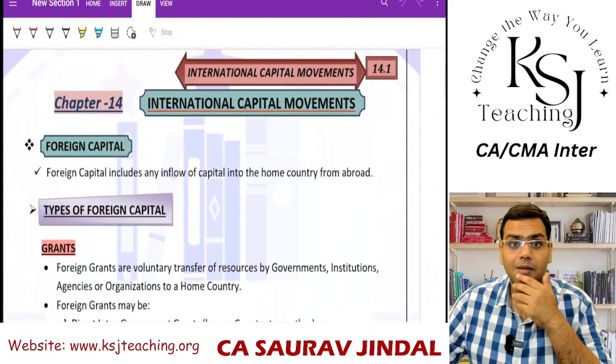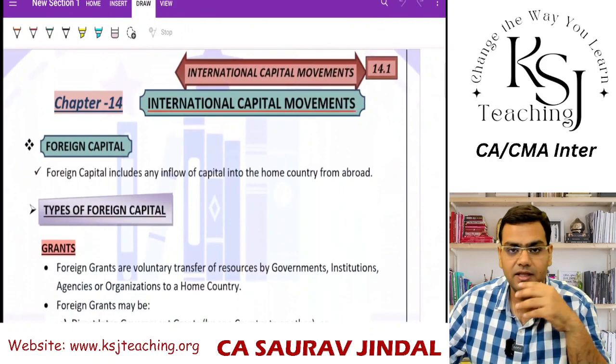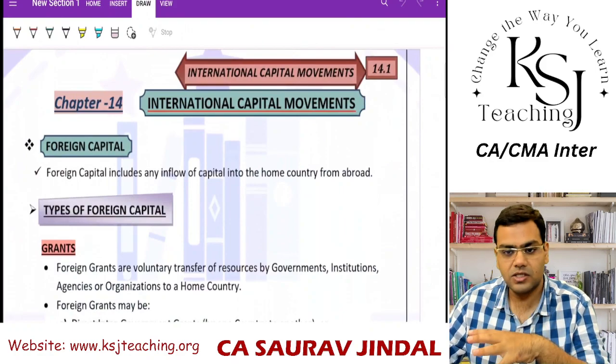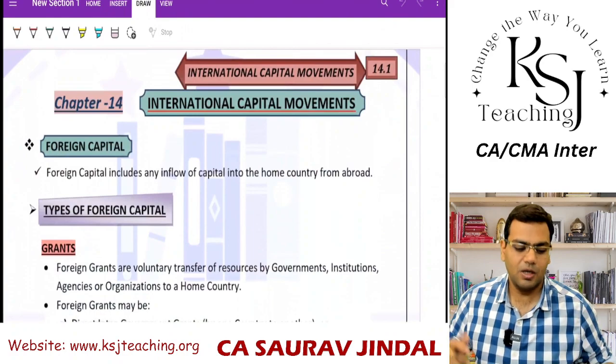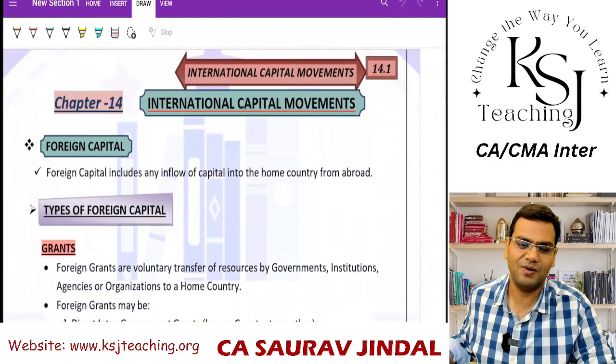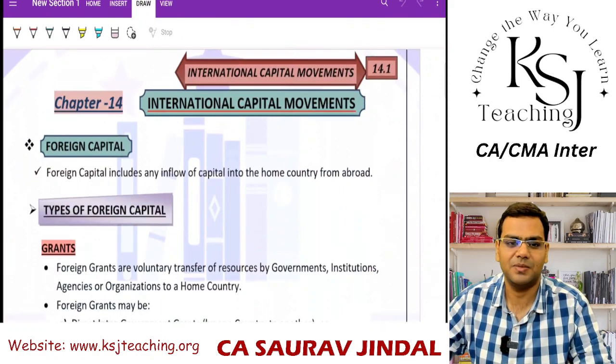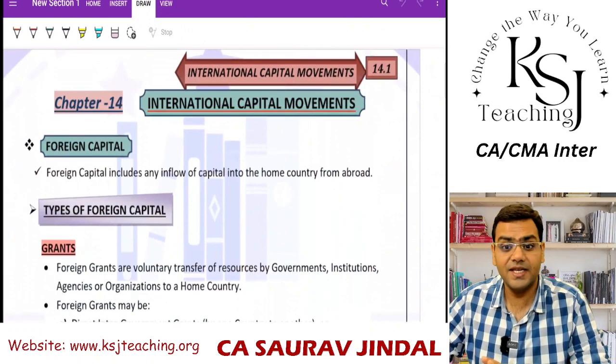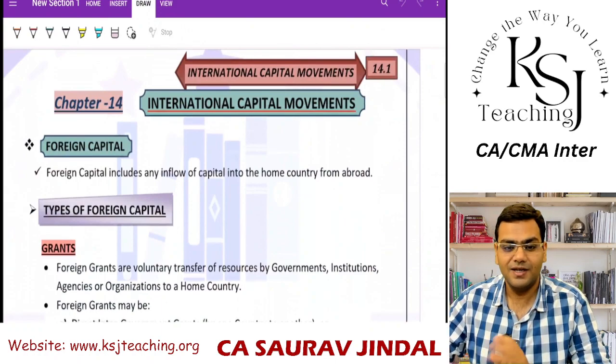So we have been discussing international trade, and this is the last topic. Overall, for economics or finance, this is the last chapter that we are going to start, and we'll be completing it in 2 to 3 lectures maximum, right? This is a very easy chapter, the common sense chapter, right?